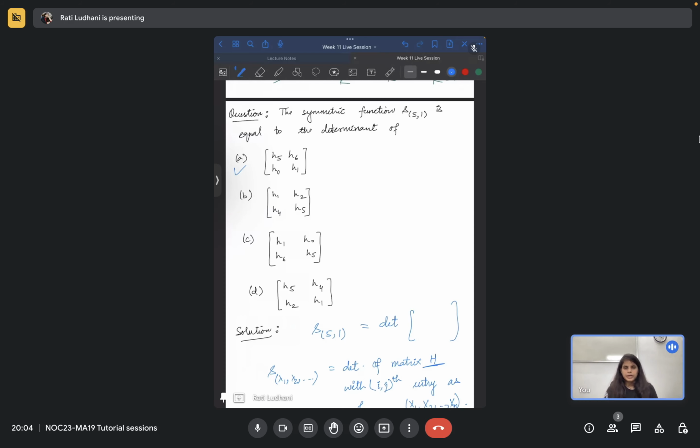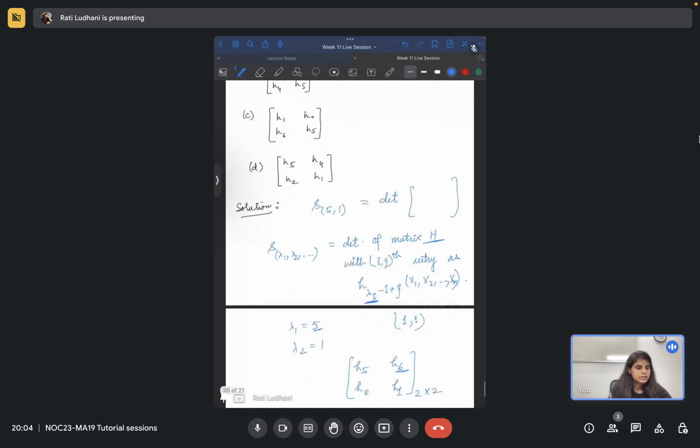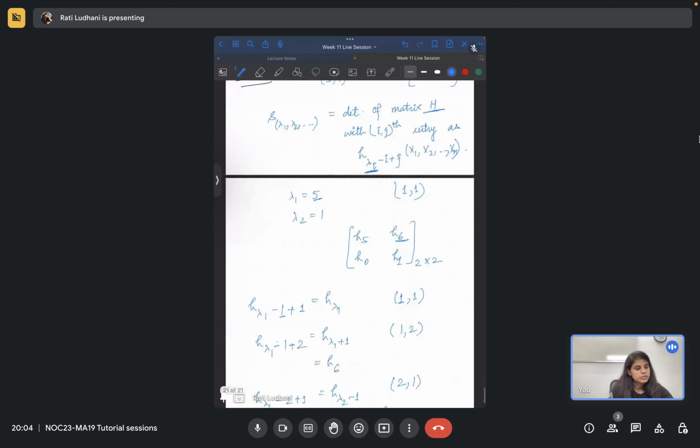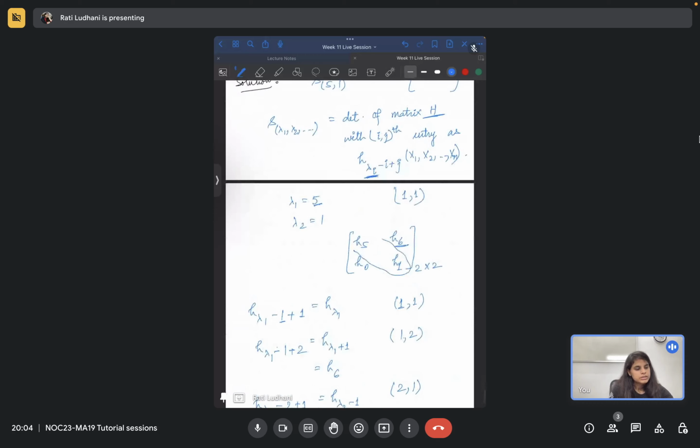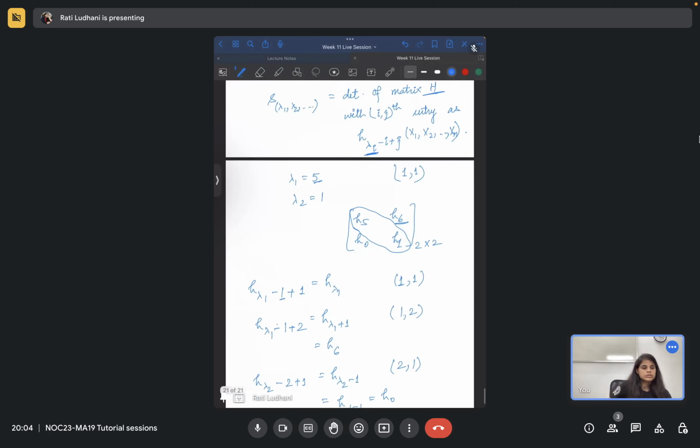So actually there is a pattern here. If you observe the diagonal, i and j are equal, so that part will be just 0. So you will just get h_{λ1}, h_{λ2}, h_{λ3} on the diagonal, the h_λ's corresponding to the place.